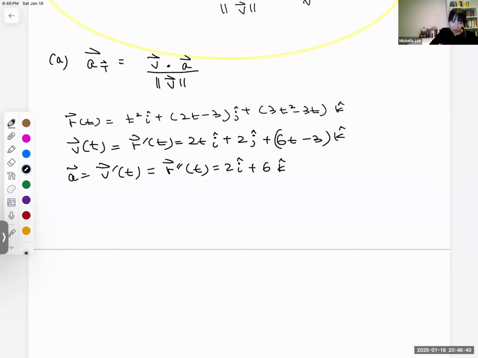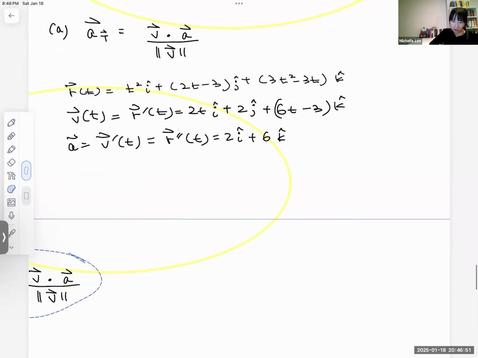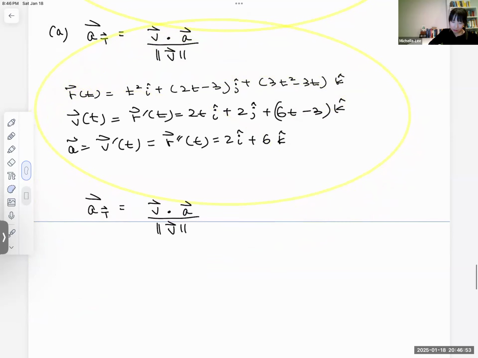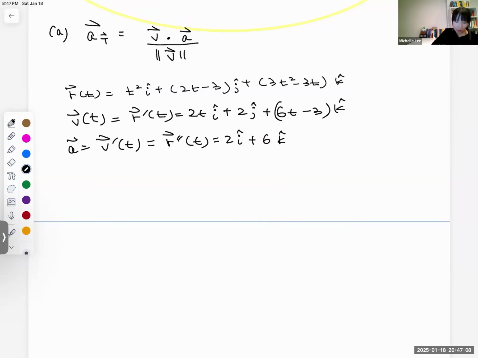So let's do this one. Okay, paste. Oh, I have to erase everything? No, hold on one second. Okay, let me just write that.